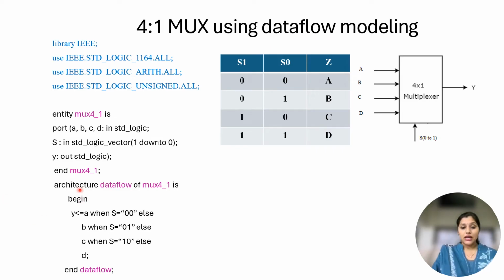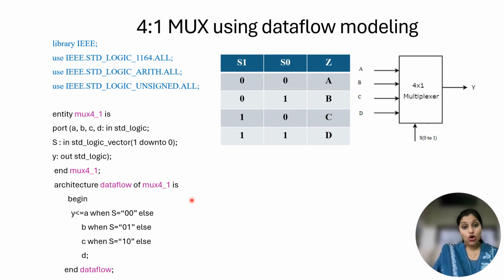So here I'm writing this code using Dataflow modeling style. So what will I write? Architecture name. For the sake of understanding, I have written Dataflow, but instead of Dataflow, you can assign any name to this modeling architecture or this modeling style. I have given the architecture name Dataflow of. I'm writing this architecture for this entity, so I must mention here the entity's name, mux4_1, is. Here the architecture begins.